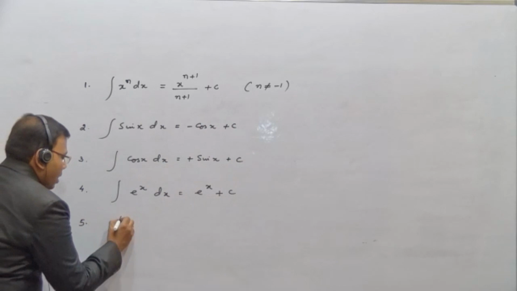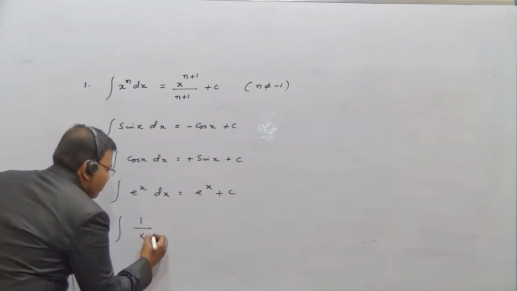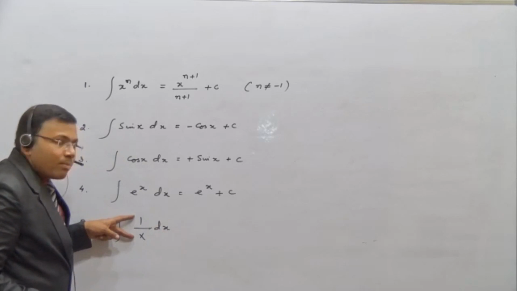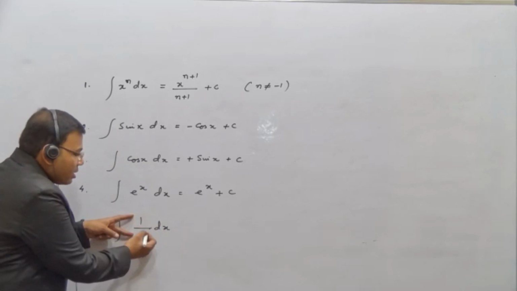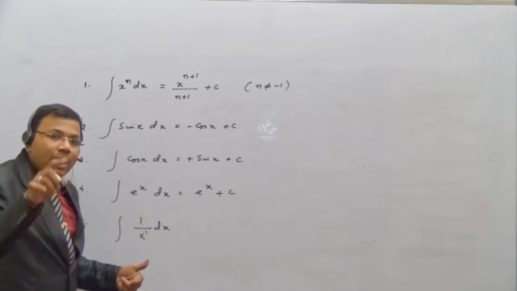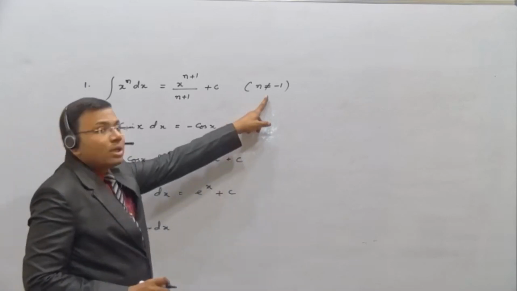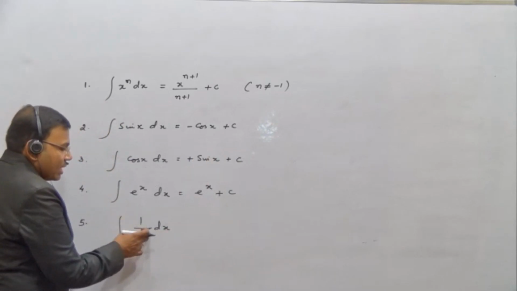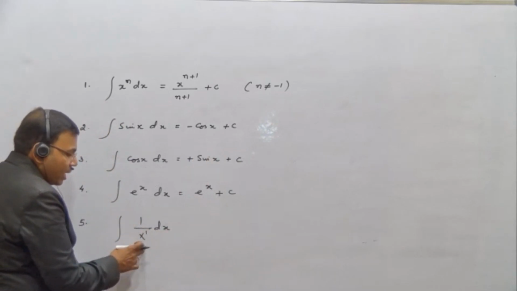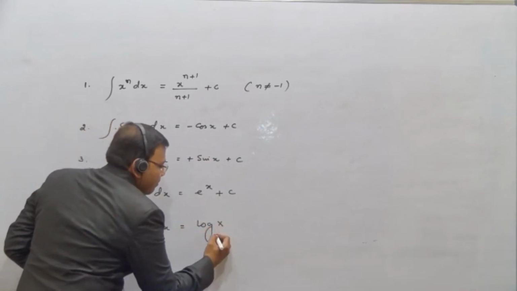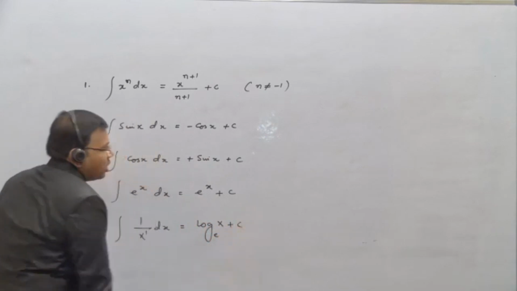Fifth one, and the last one, integration of 1 by x. So what is this integration of 1 by x? If you take it in the numerator, it will become x power minus 1. So when the power of x is minus 1, that is 1 by x, the answer will be log x base e plus c.